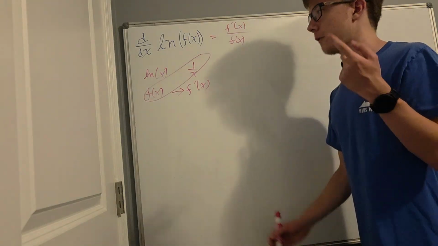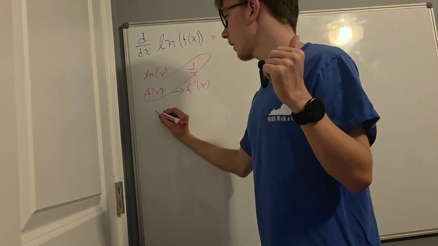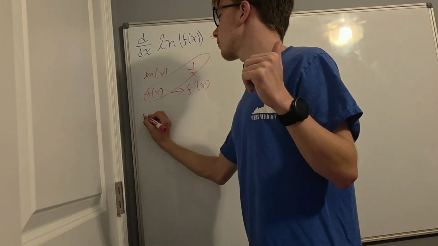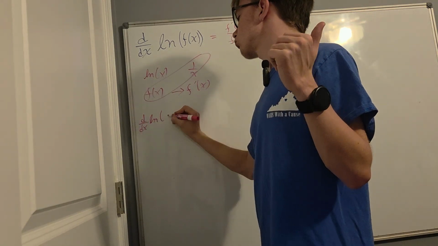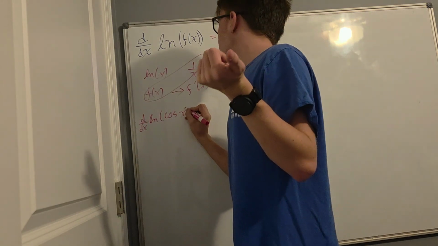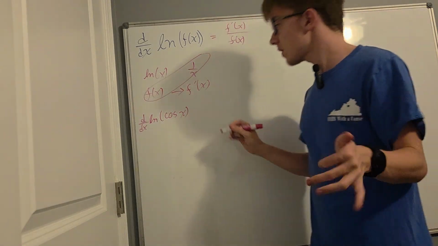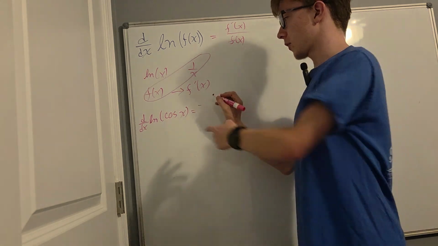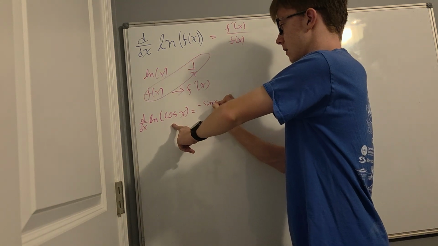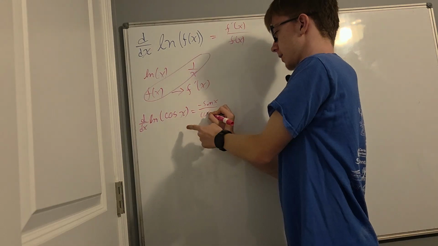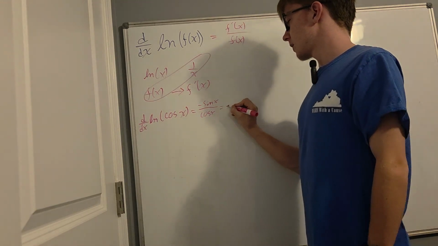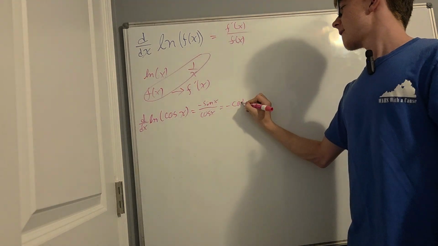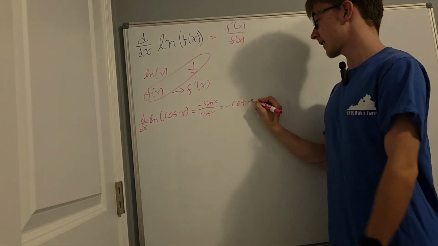For example, the derivative of ln of cosine of x is equal to, first of all, the derivative, negative sine of x, over the function itself, cosine of x, which is just equal to negative cotangent of x. It's actually kind of cool how it works like that.